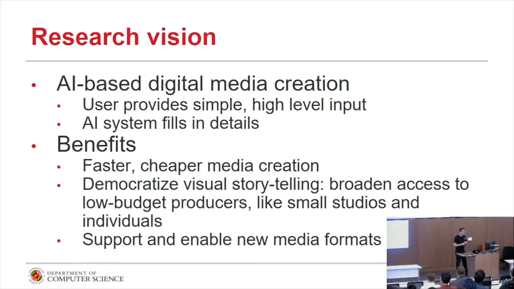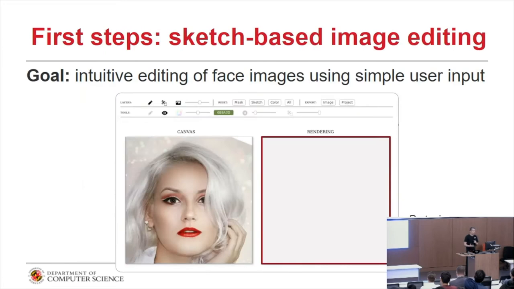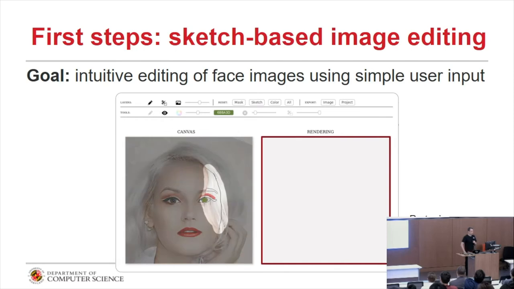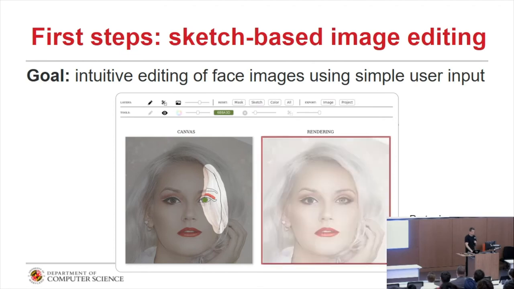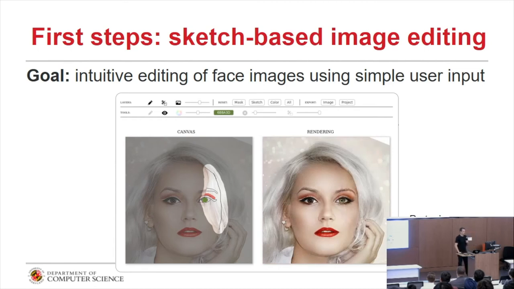So what I want to do in my presentation now is give you just one very brief example of our work that goes in this direction. This is a project that we presented last year at the SIGGRAPH conference. The idea here is to build a system that allows intuitive editing of face images using very simple user input. Here you have a face, and you would like to modify it by changing the hairline and filling in the eye. All the user provides in this system are these rough sketches that you see here. So this is a sketch-based interface. The highlighted region is the region that the AI system is supposed to fill in with appropriate content. And when you run the system, it will produce an output that looks like this.